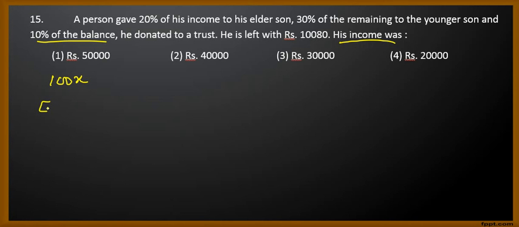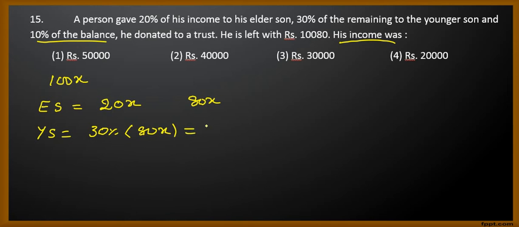For the elder son, how much is he giving? 20%. What is 20% of 100x? 20x. What will the remaining be? 80x. Now 30% of the remaining was given to the younger son. For the younger son, how much is he giving? 30% of the remaining, which is 80x. So 30% of 80 is nothing but 24. So he has given 24x to the younger son and 20x to the elder son.